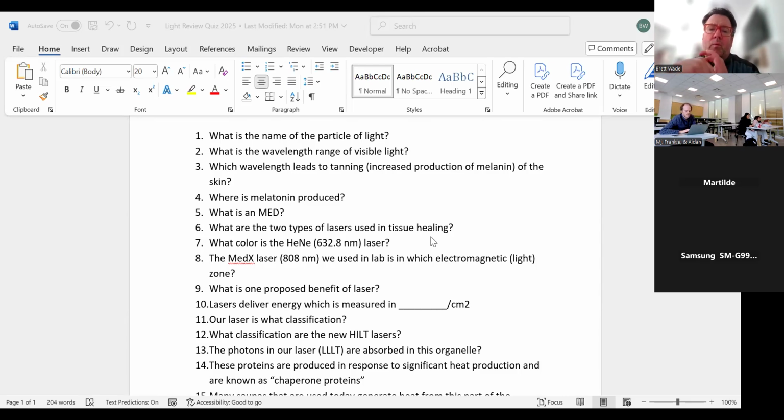So this is question number 8. The laser we use is in which part of the electromagnetic spectrum? It's called near infrared.